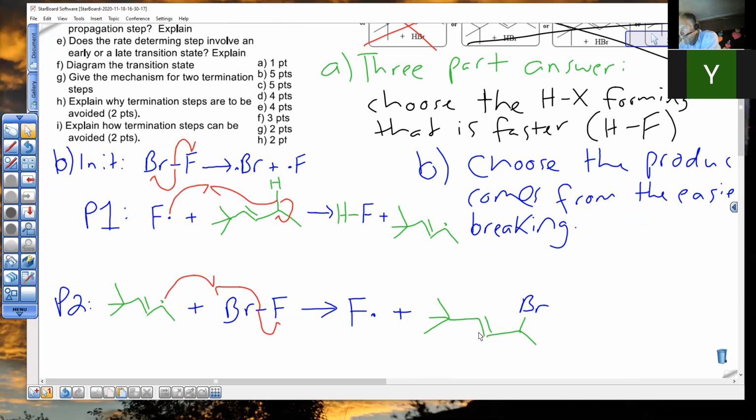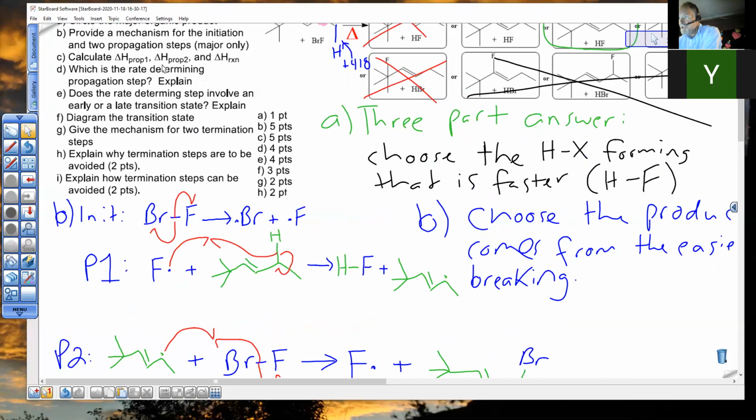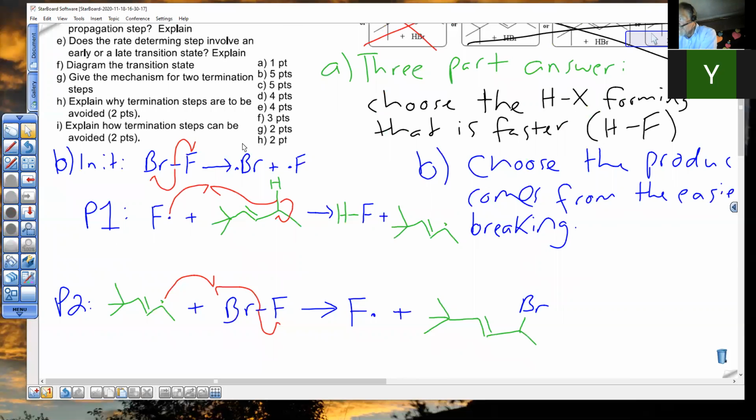Remember, radical plus non-radical gives radical plus non-radical, both reactions. If that's not on your page, you're going to be losing points, and you're probably going to lose more points because you won't be able to give me the right energies if you don't have the right species. So I need to figure out delta H, prop 1 and prop 2, and after that, I'm just going to add up my numbers and get delta H for the reaction.